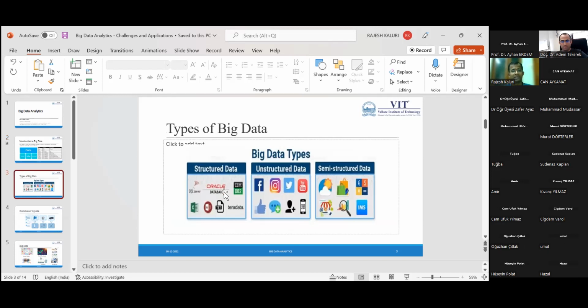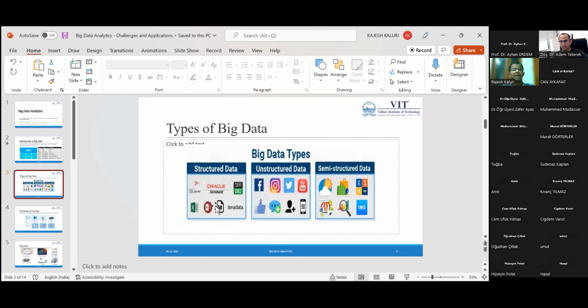As I have mentioned here, structured data is completely analyzed, and it is very easy for all of us, even for novice users, to capture. For example, an Excel file or SQL. Probably you might have gone through the SQL language, structured query language, where you have different kinds of attributes and you are able to design a table.